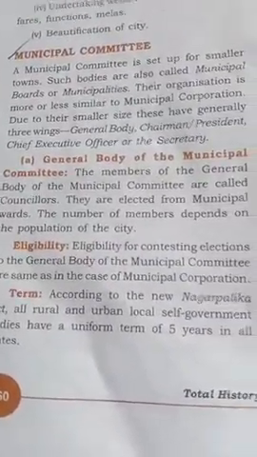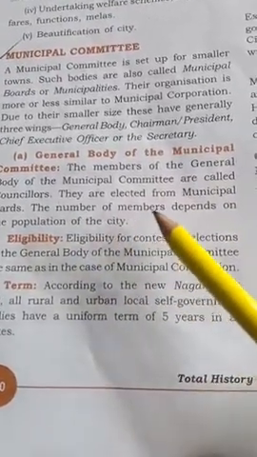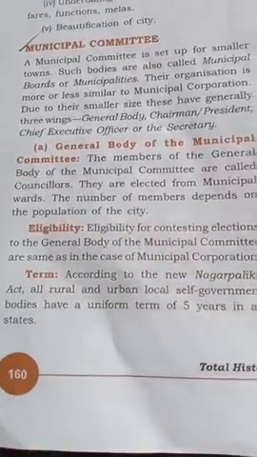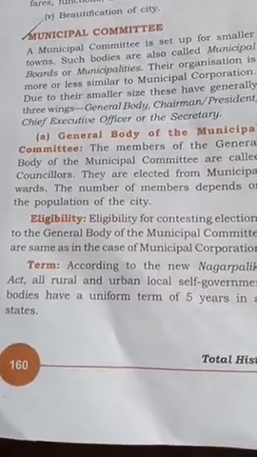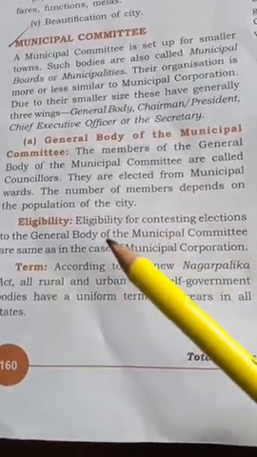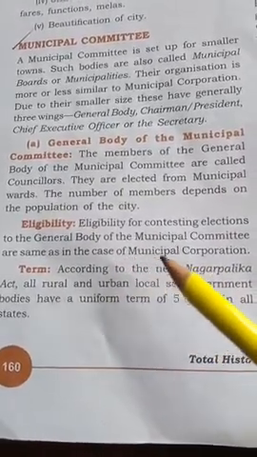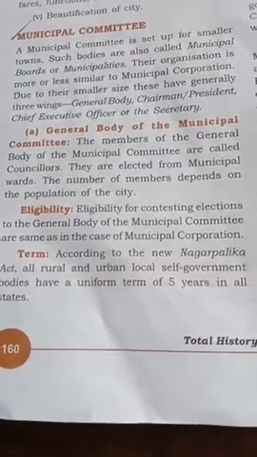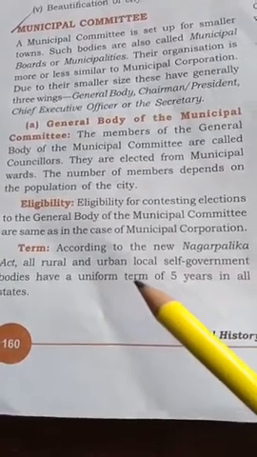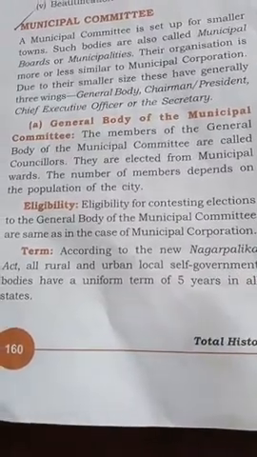Sorry, council. They are elected from municipal wards. The number of members depends on the population of the city. Next, eligibility of the municipal councillors. Eligibility for contesting elections to the general body of the municipal committee is the same as in the case of the municipal corporation. Term: according to the new Nagarpalika Act, all rural and urban local self-government bodies have a uniform term of 5 years in all states.